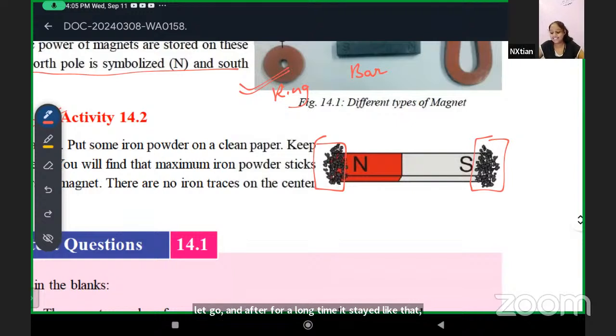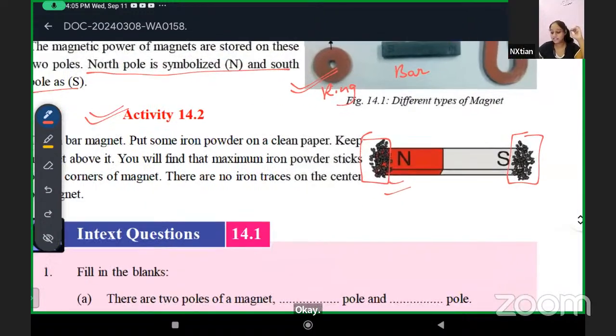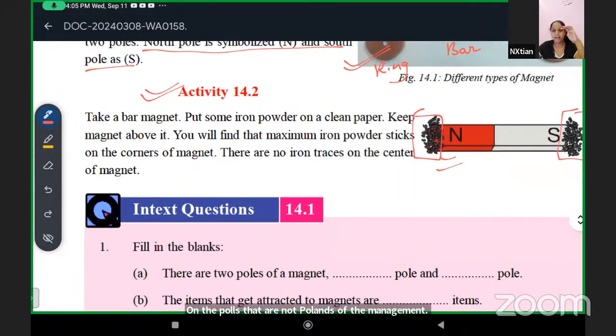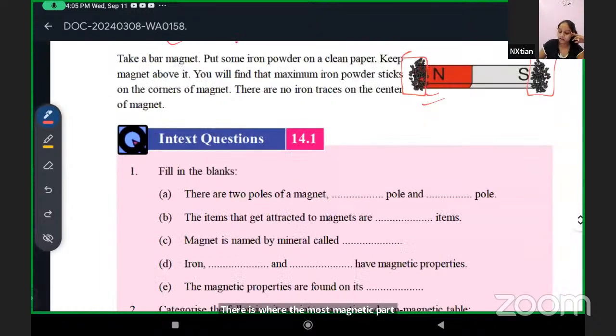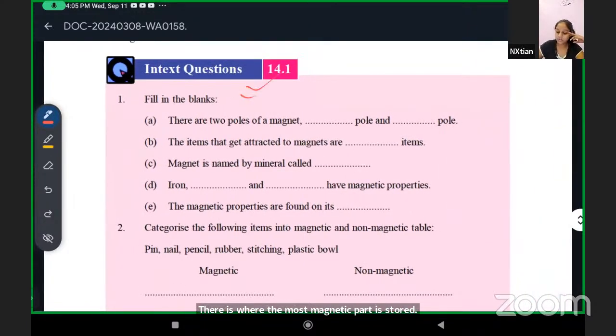Yes. So basically the magnetic power is on the ends of the magnet. On the poles, that is north pole and south pole, the end points of the magnet, is where the most magnetic part is stored. Then 4.1 you can try out.